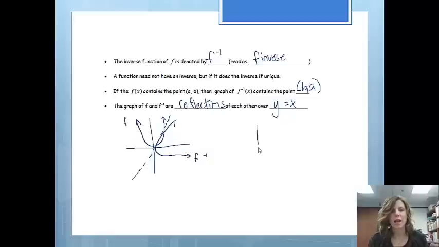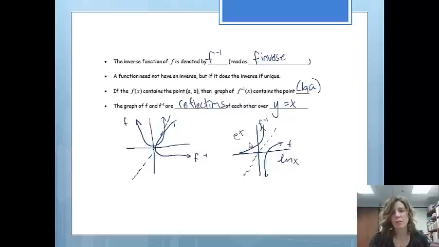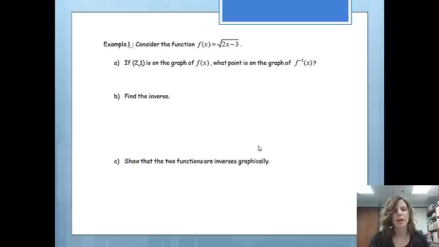Another example would be if we've got the natural log function going on here, we've got f, and I reflected about the line y equals x. Notice I get something that looks like that, and that would be the inverse. So that kind of gives you an idea that this was the natural log function, and this was the e to the x function. Those two are actually inverses of each other because they're reflections about the line y equals x.